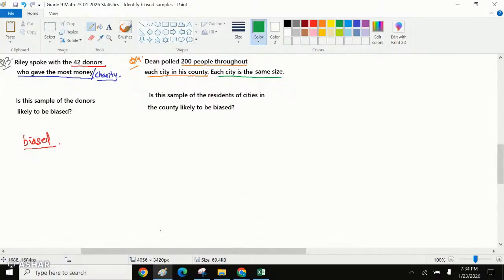So when there is no condition, no conditional choosing, right? That means it is unbiased. Those 200 people could be any random 200 people, right? So this means that Dean is doing unbiased sampling throughout the country, in each city of the country, right? So we just need to understand the scenarios where it would be biased or unbiased. Okay.